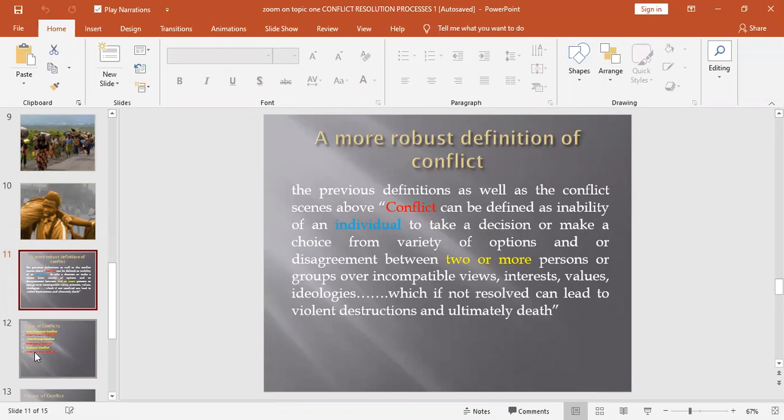So, as a peace and conflict resolution student, you are expected to come up with your own definition of conflict, so that at any point in time you are asked, what is conflict? You should be able to give it out without thinking.